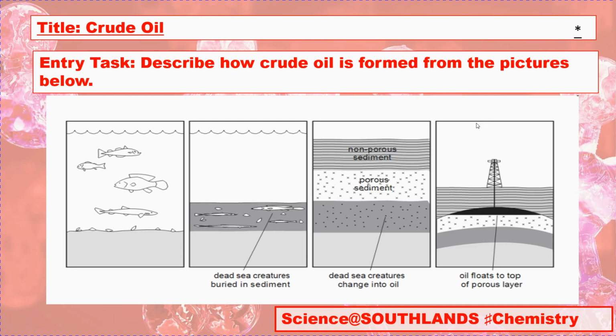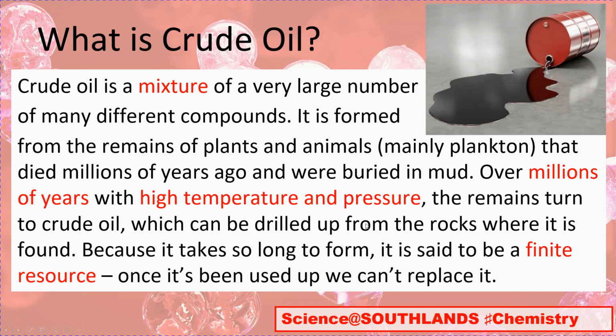It can't get through the non-porous sediment, so the non-porous rocks stop it, and then you get a build-up of this crude oil underneath the non-porous rock, and that's where they would put their oil drills. Okay, so the last picture shows that they would put the oil drill on top of that deposit, drill down into the ground, and then they suck it out. Okay, so that's how it's formed.